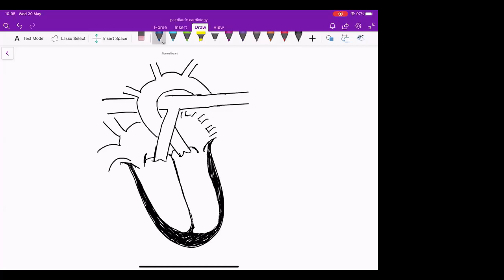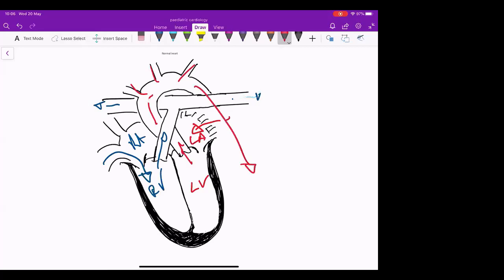So this is my rubbish drawing of a heart. Blood comes in this way, into the right atrium, right ventricle, and up to the pulmonary arteries, heads off to the lungs, and then gets all oxygenated, comes into the LA, down to the LV, up to the aorta, supplies all the head and neck vessels, and heads off down to the body.